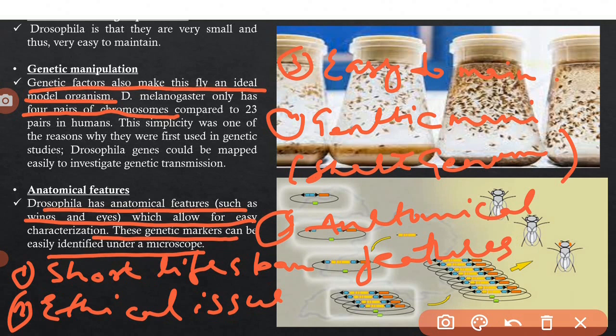So these are some points which make Drosophila a most important and ideal model organism in the field of genetics, developmental biology, neurobiology, and other biomedicine fields.